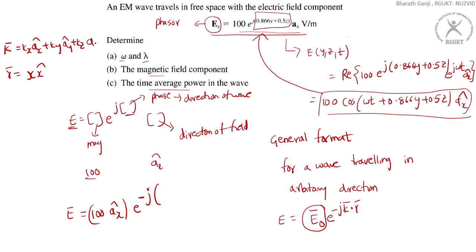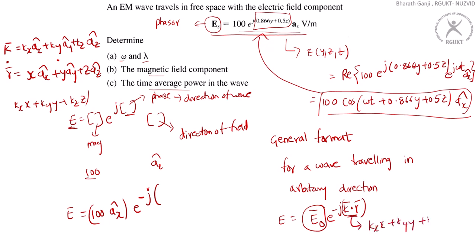So let us move with the same convention. The position vector is like x times of ax cap, y times of ay cap and z times of az cap. So if you take the dot product between these two, what do you end up with? You'll end up with kx into x plus ky into y plus kz into z. So I see that in this bracket with minus j, this term is actually kx into x plus ky into y plus kz into z.